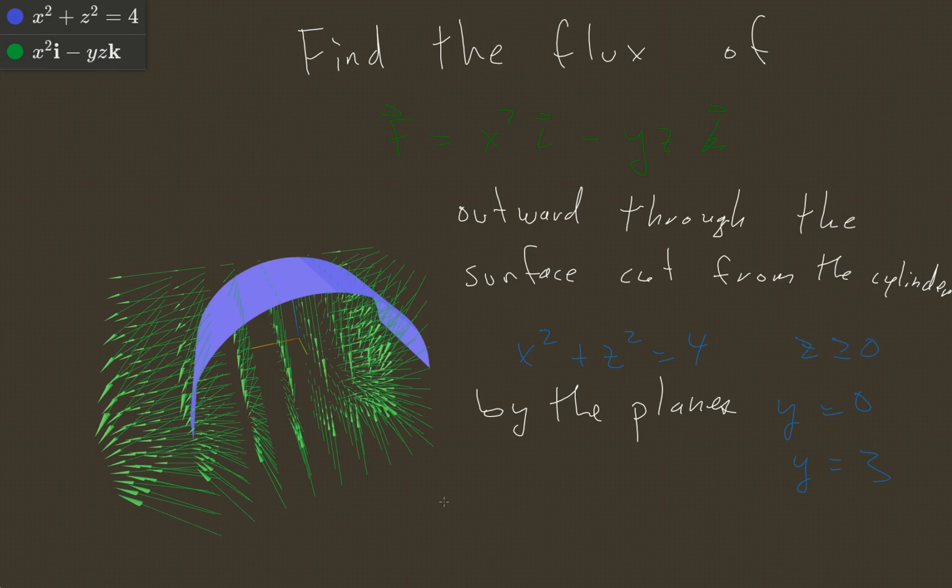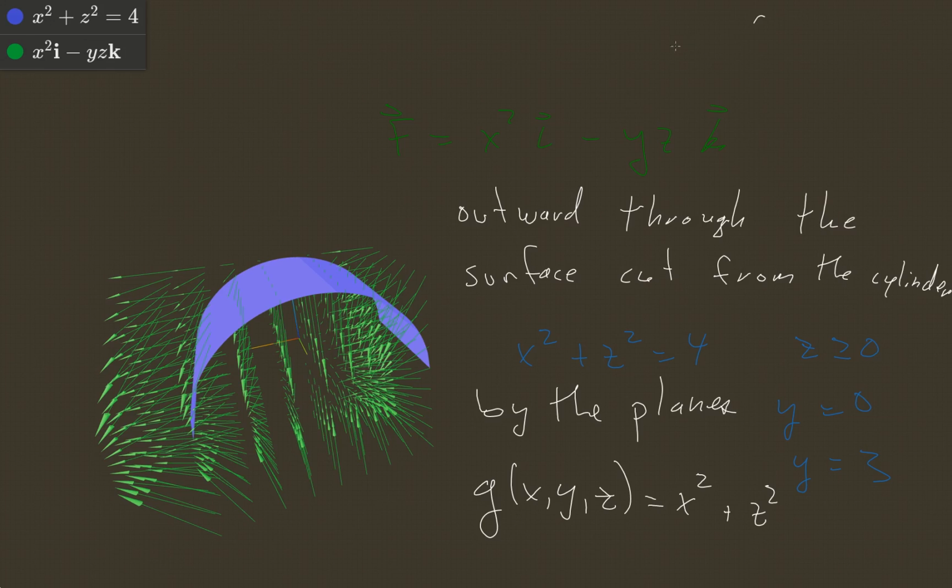Okay, so if we let G of x, y, z equal x squared plus z squared, then we're looking at a level surface of G, or part of a level surface of G. So the gradient of G is 2x i plus 2z k. And since we've got a positive z coordinate, this indeed is pointing outward from the cylinder. So we've got the correct orientation.